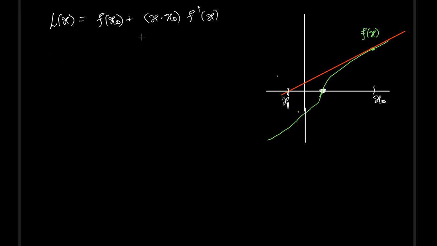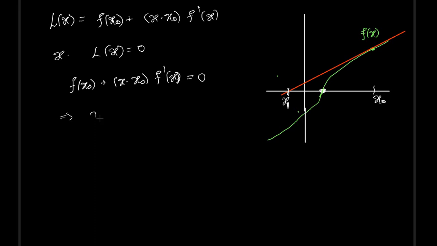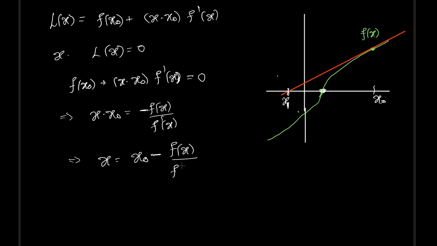Now to find the point where it intersects the x-axis, you need to find an x such that L of x is equal to 0. So let me try to find that. If you equate L of x to 0, then what do you get? f of x naught plus x minus x naught into f dash of x naught equal to 0. Now you keep x minus x naught on one side and send everything else to the other side. That is minus f of x naught by f dash of x naught. Now this implies x is x naught, and if you send it to the other side, you'll have a minus here. So x equals x naught minus f of x naught by f dash of x naught. And these derivatives must be taken at x naught only.